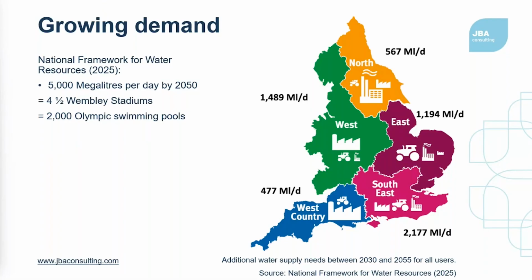whatever works for you. What the schematic on the right there shows is that, of course, these demands are not evenly distributed around the country. So, for example, in the southeast, which is where I grew up, that region on its own accounts for over 2,000 megalitres of that demand, over 40% from the southeast alone.